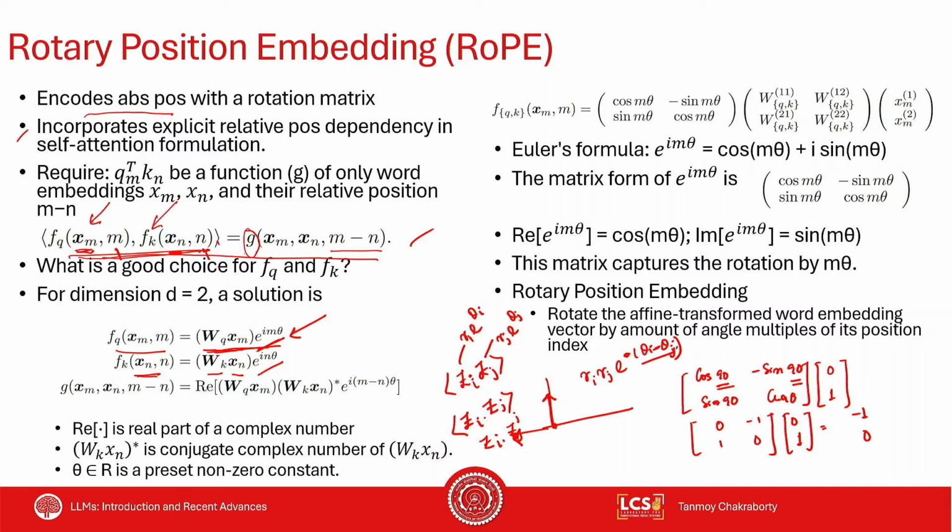So if you do the dot product between these two, this will result in Wq xm times (Wk xn) star. What is this star? This is the complex conjugate. This is z1, this is z2, and I have to take the complex conjugate of z2. So this gives the complex conjugate, with e to the power i m theta and e to the power i n theta, so e to the power i (m minus n) theta.